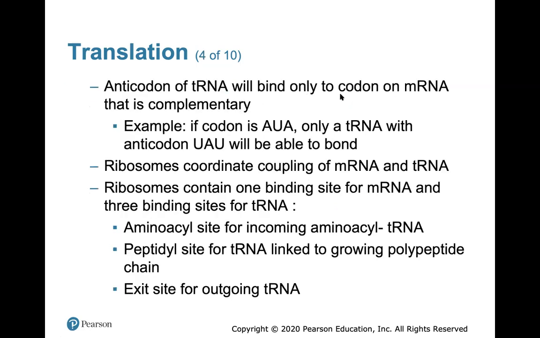The anticodon of the tRNA will bind only to the codon that's complementary. So for example, if the codon is AUA, only a transfer RNA molecule with anticodon UAU will be bound, because adenine is always complementary paired with uracil, and opposite, guanine is always complementary paired with cytosine. The ribosomes will coordinate the coupling of the mRNA and the tRNA, and the ribosomes will contain one binding site for the messenger RNA and 3 binding sites for the transfer RNA.